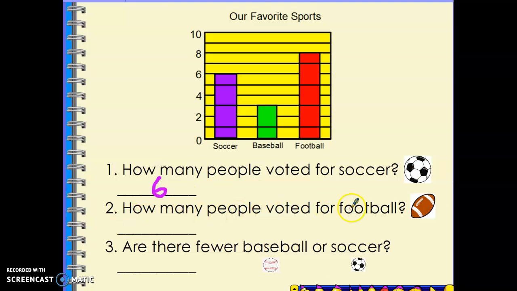How many people voted for football? So let's look at football. Let's go all the way up here. Look at this number. It is the number 8. Or we can count 1, 2, 3, 4, 5, 6, 7, 8. So 8 people voted for football.